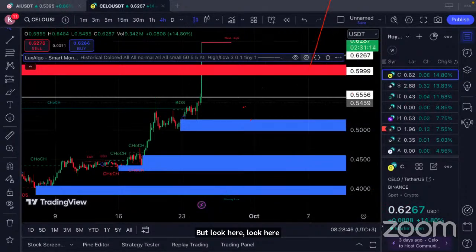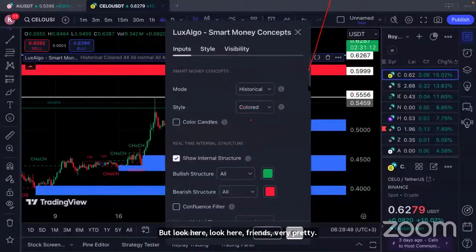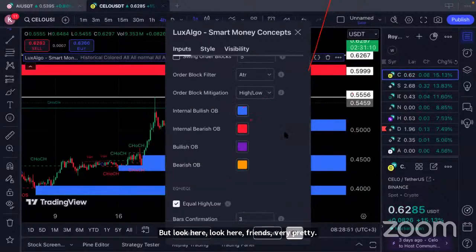Let's go back here to the setup. Look at my colors very clearly. This is an internal, a hidden area in the chart where we expect buyers to come in. This is a hidden area in the chart where we expect sellers to come in. This is a direct area where we expect buyers to come in. This is a direct area where we expect sellers to come in.